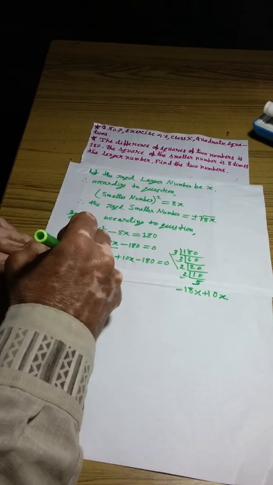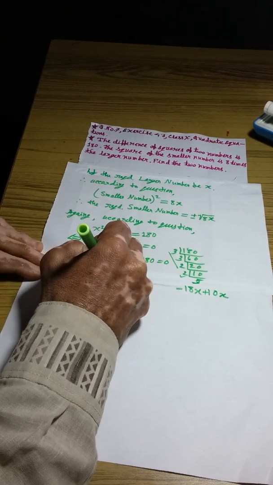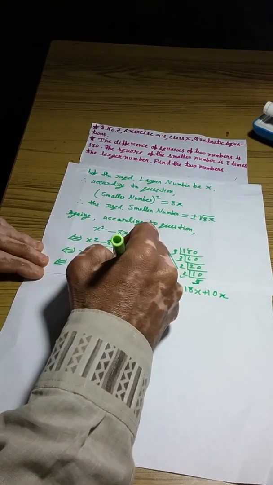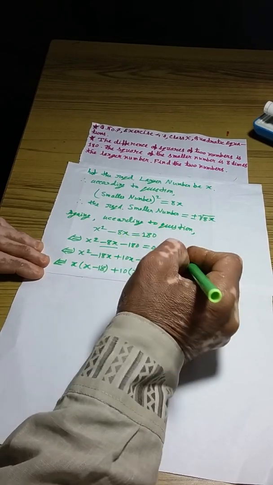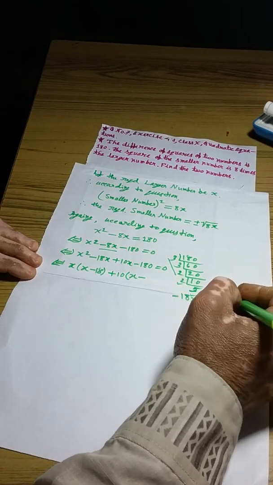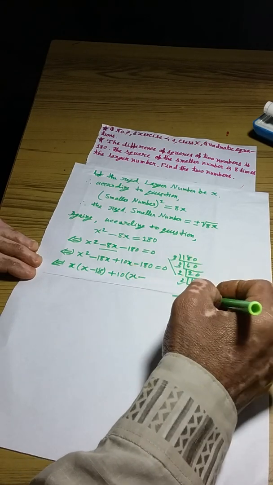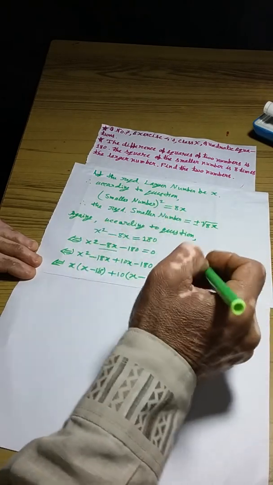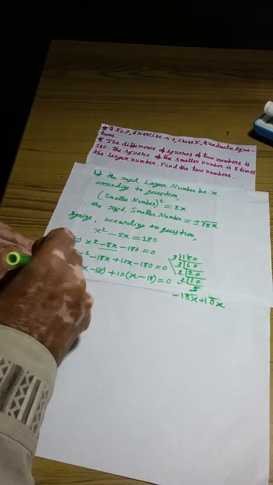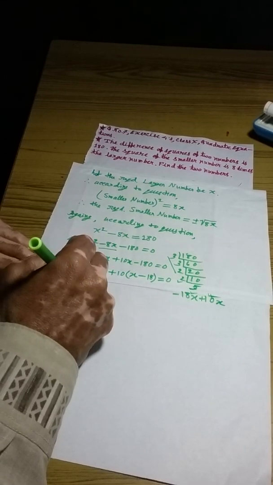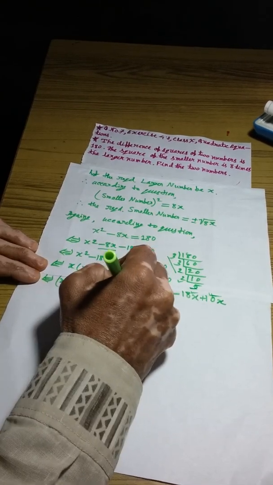That implies, if we take x as common, it will be x minus 18 plus, if we take 10 as common here, we get x minus 10 into 18. If we multiply, we get 180, which is here 180. So if we take 10 as common, we will get here the number 18, which is again equal to 0. That implies x minus 18 into x plus 10 is equal to 0.